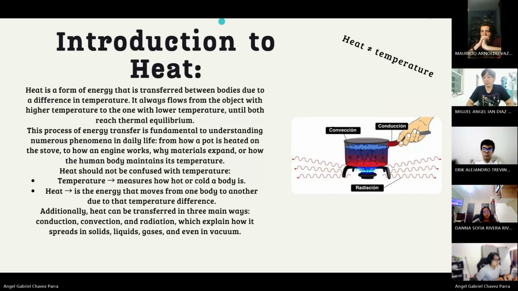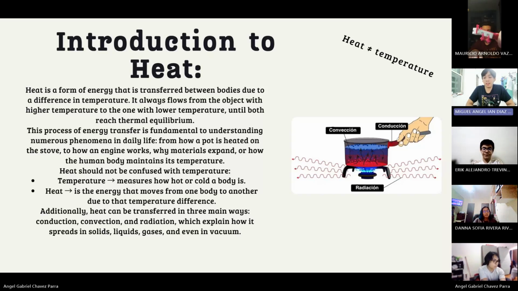Okay, first we have, like I said, introduction to heat. As you can see on our right, heat doesn't mean the same as temperature, and we are going to see why. Heat is a form of energy that is transferred between bodies due to a difference in temperature. It always flows from the object with higher temperature to the one with lower temperature until both reach thermal equilibrium.